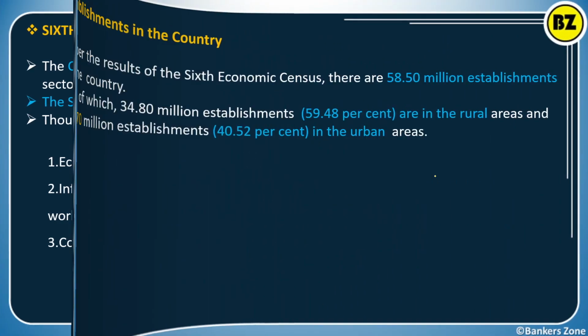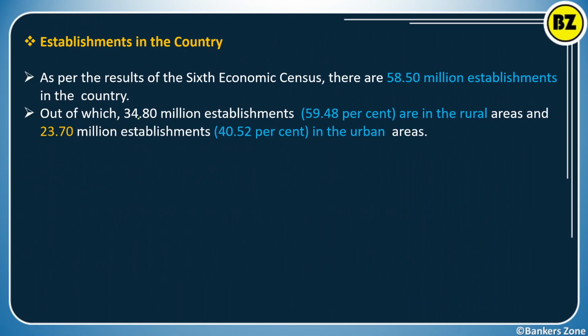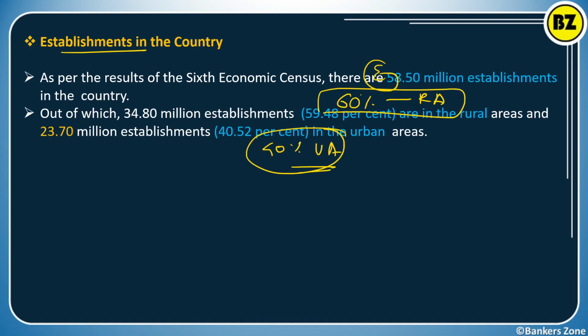Okay, now see the establishments in the country. As per the result of the sixth economic census, there are 58.5 million establishments in the country, out of which 34.8 million, that is 59.4%, are in the rural area, and 23.7 million, that is 40.52%, are in the urban area. You don't need to remember the figures, but at least remember the percentages. So you can see broadly 60% in the rural area and 40% in the urban area. Rural areas have more establishments than urban areas.